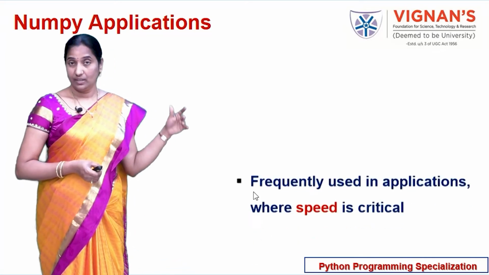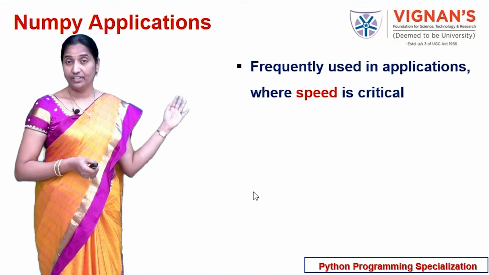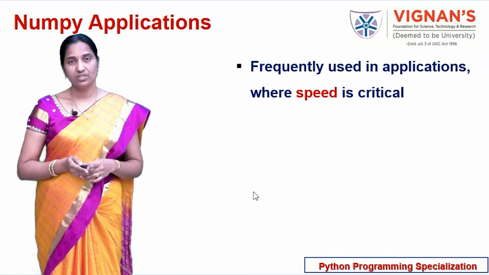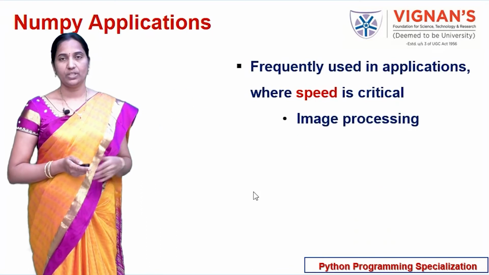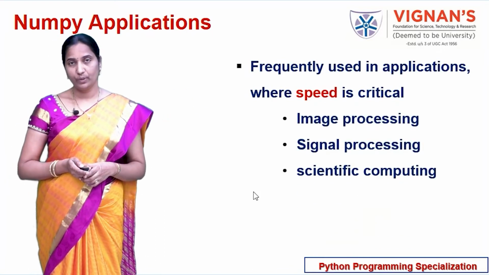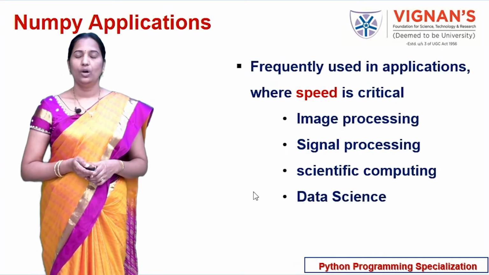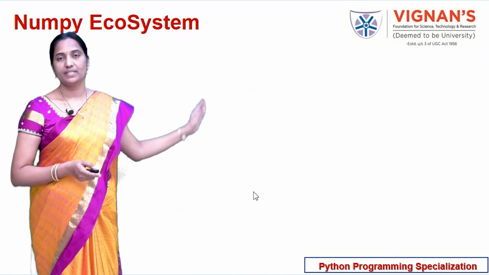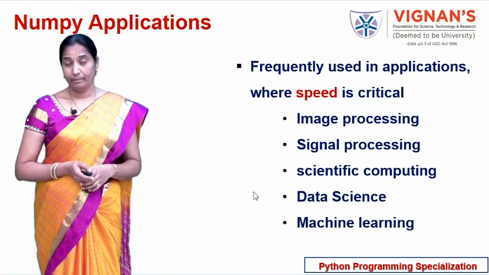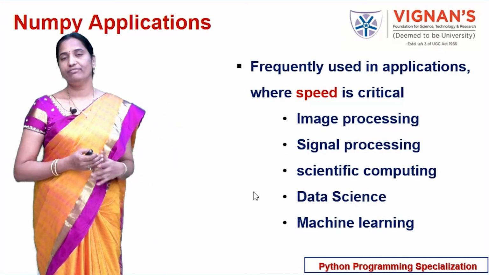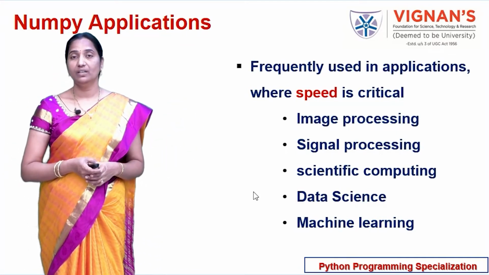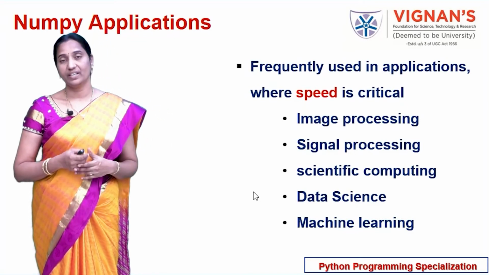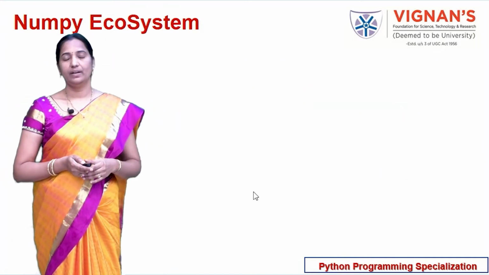Now let us see where we can use NumPy. Wherever efficiency is critical, in such applications NumPy can be extensively used. It can be used in image processing applications, signal processing, scientific computing, and even data science applications and machine learning applications. So these are various applications where NumPy can be used. Of course, these are only a few, but it can be used extensively in various applications wherever matrix processing or array processing is required.